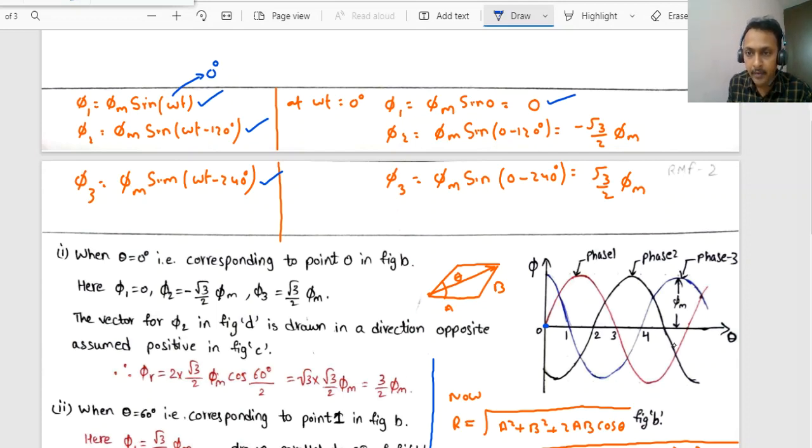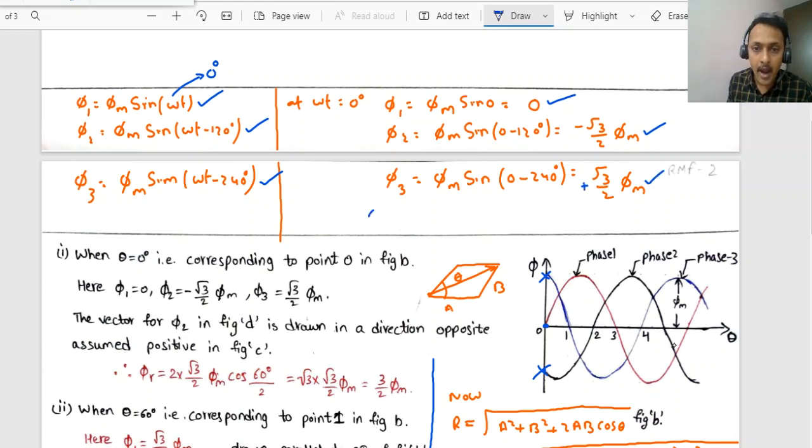Similarly, at the same instant, what is the value of phi 2? That is obtained by substituting omega t equals 0. So phi 2 equals phi m sin of 0 minus 120. We will get the value as minus root 3 by 2 phi m, right? Similarly, phi 3 equals phi m sin of omega t minus 240. Phi 3 equals phi m sin of 0 minus 240. We will get plus root 3 by 2 phi m.